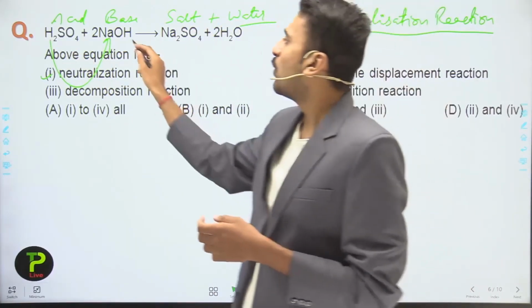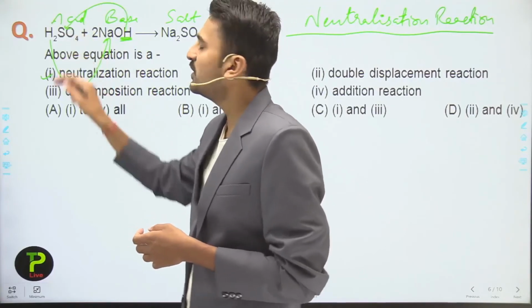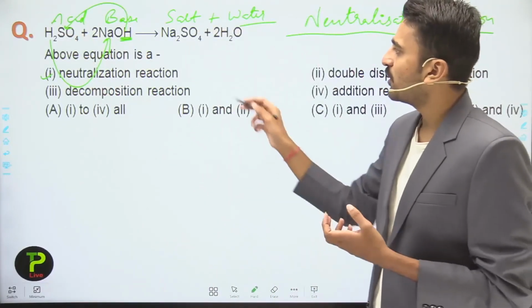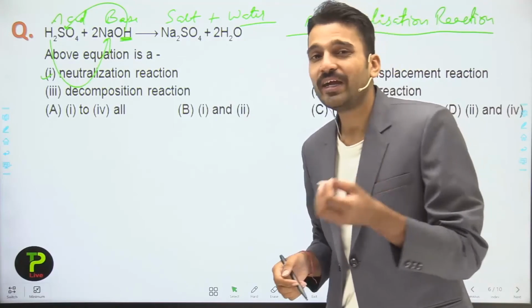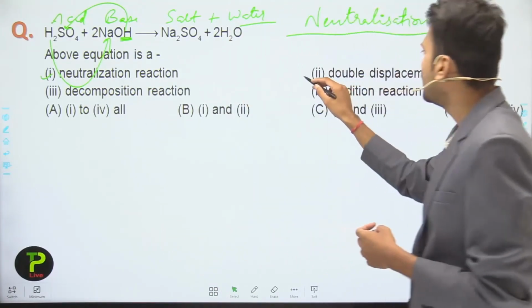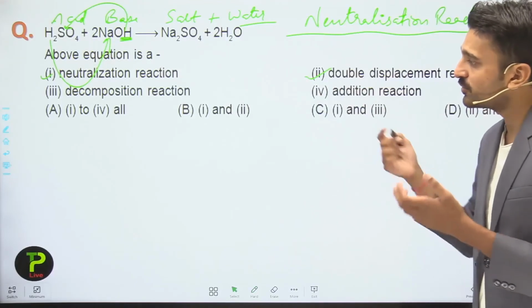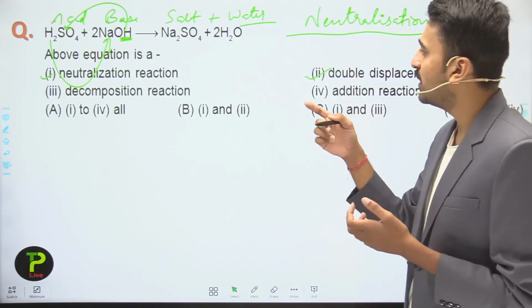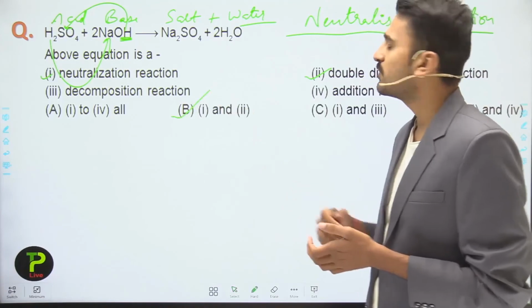So what is happening here? There is a mutual exchange of radicals taking place. So this is also an example of a double displacement reaction. Which option matches correctly? That is 1 and 2. So option B is correct.